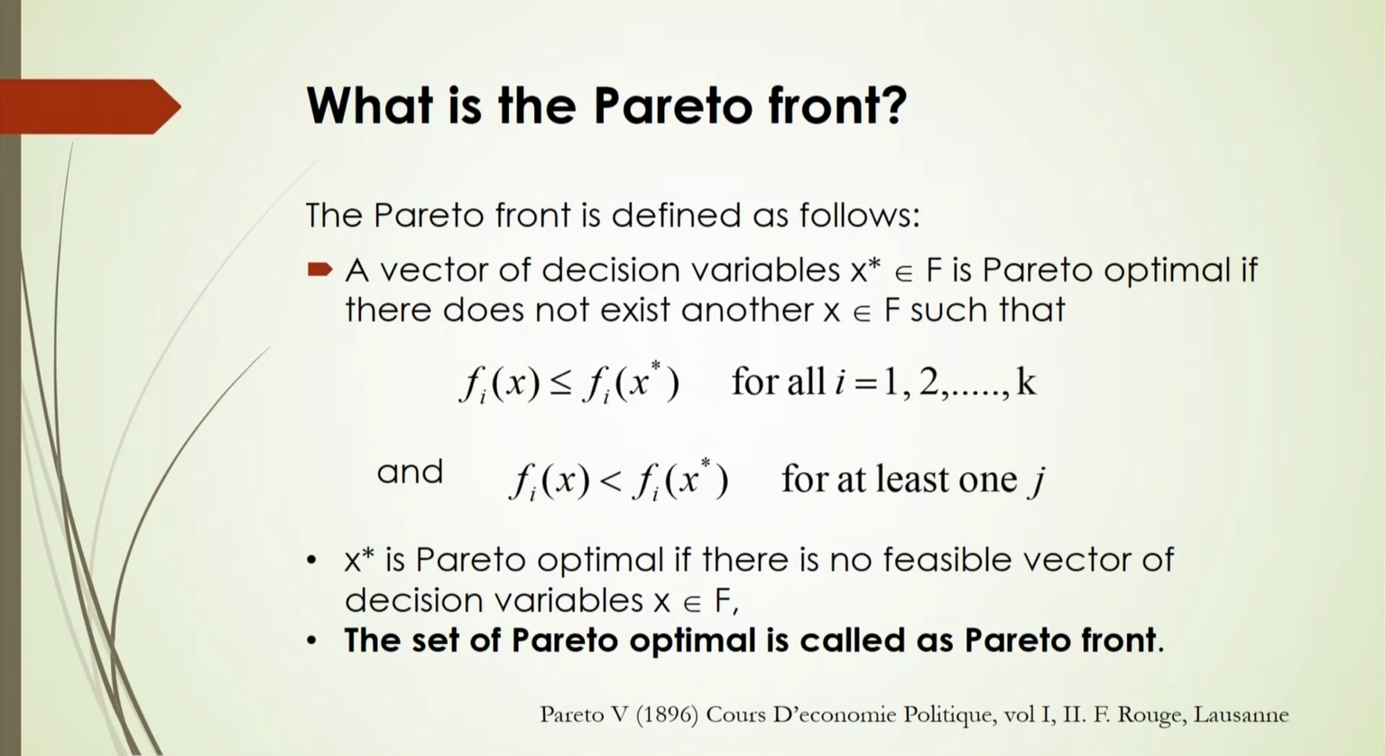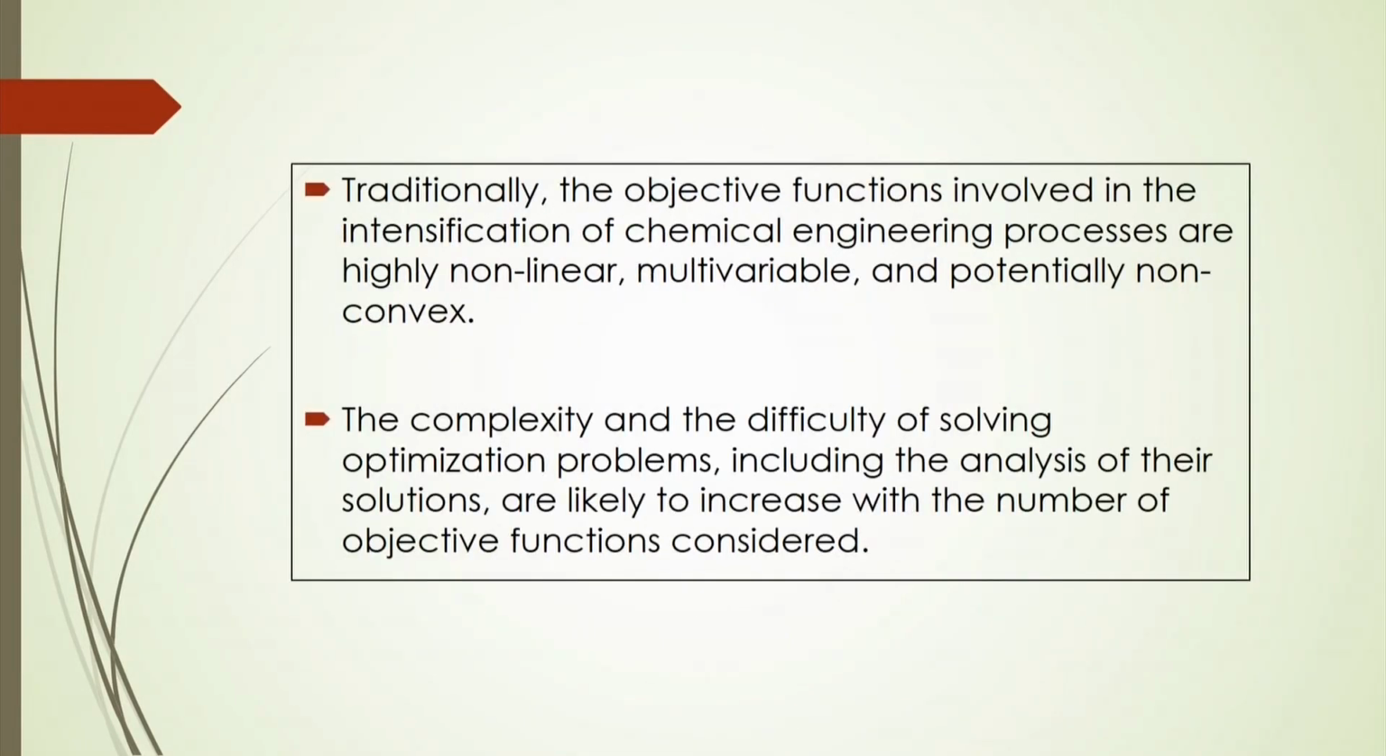So, for all i = 1, 2, ..., k, and also φ(x) should be less than or equal to φ(x*) for at least one j. And this x* is Pareto optimal if there is no feasible vector of the decision variables x belonging to the feasible set that dominates it. The set of Pareto optimal solutions is called the Pareto front. So, the Pareto front is nothing but the set of Pareto optimal solutions.